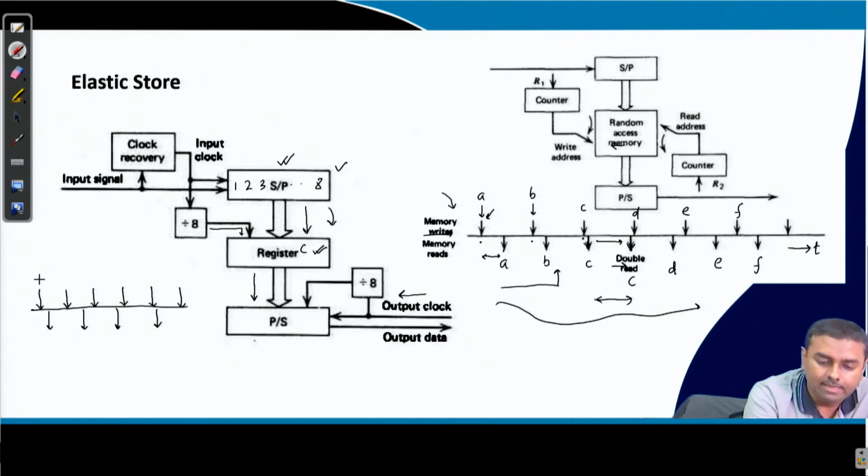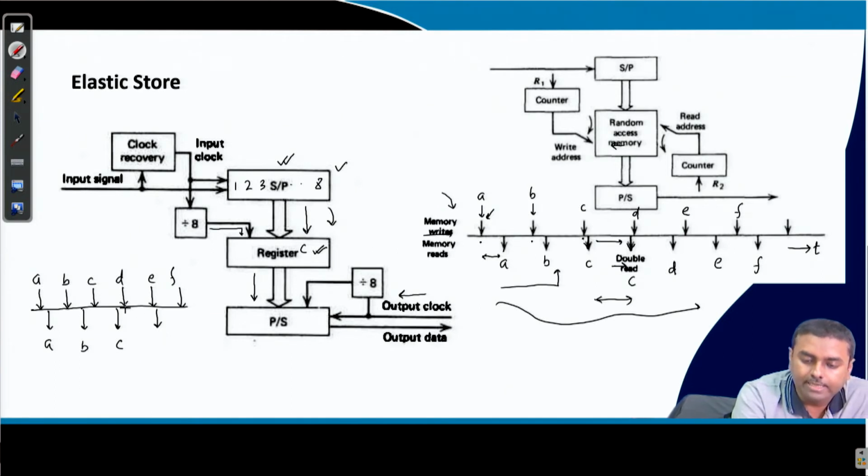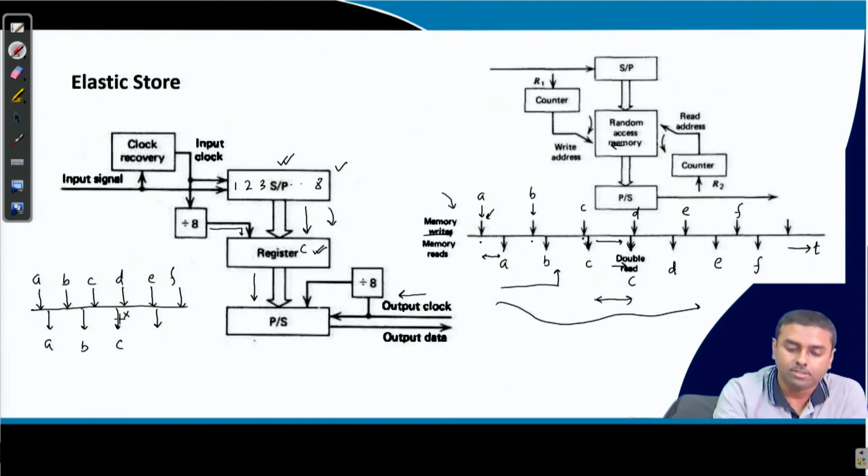Then as you can see, A, B, C, D, E, F, these are the data coming. I am reading A over here because I have the last data available, A. Over here I will be reading B, over here C, over here I skip this data. So, this is called the slip.